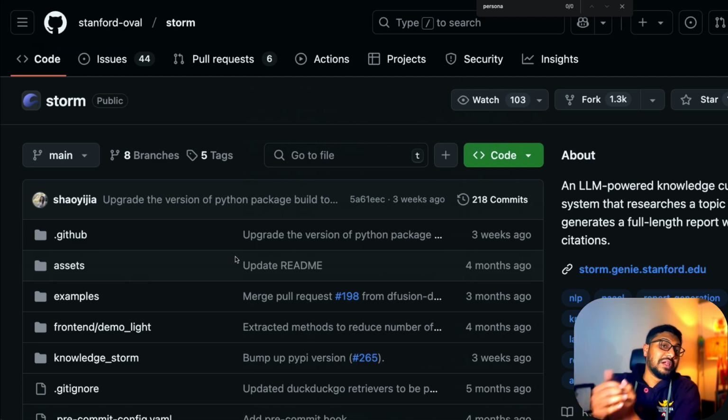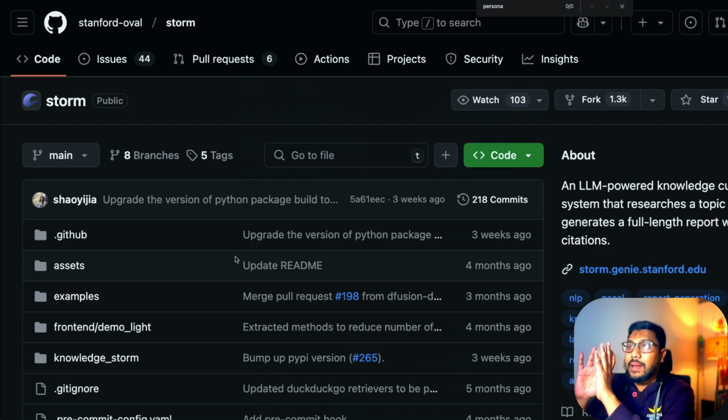So if you are trying to build something like this, let me know. I would love to know more about it. But for now, Storm is the only tool that you probably need.